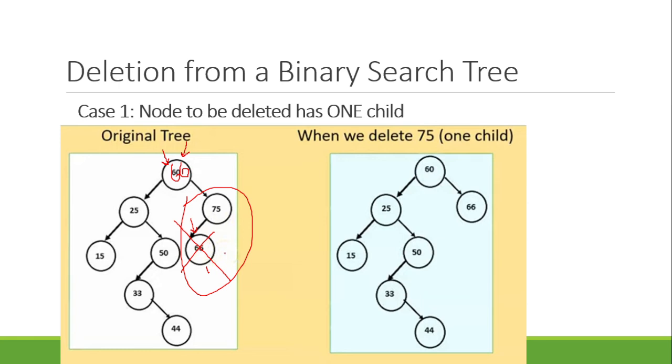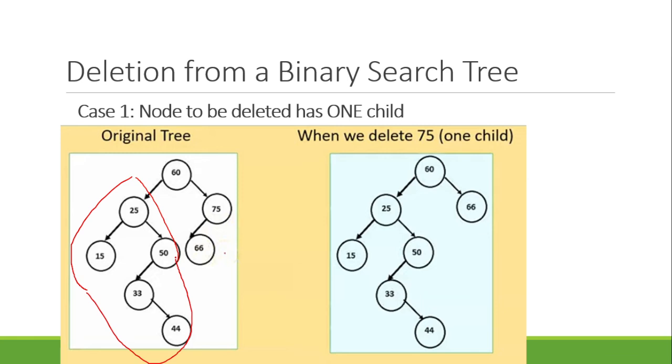Suppose that we are using the in-order predecessor in this case, how will we proceed? Let us check that also. The in-order predecessor is the largest value in the left subtree. In this case, the largest value in the left subtree is 50. So, what do we have to do? We have to replace the value 60 with 50.